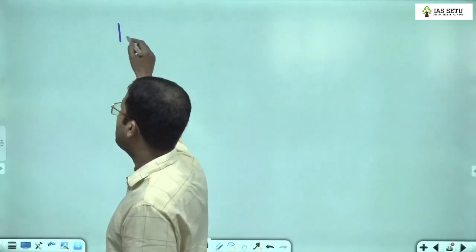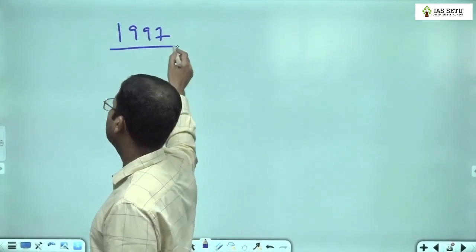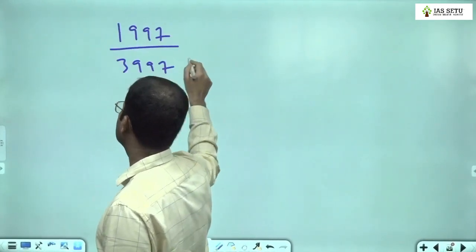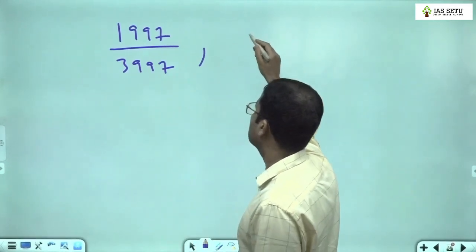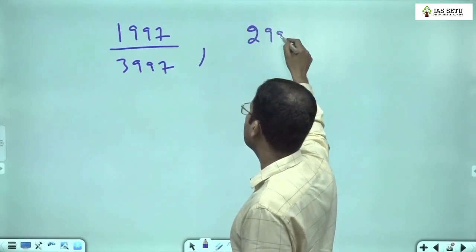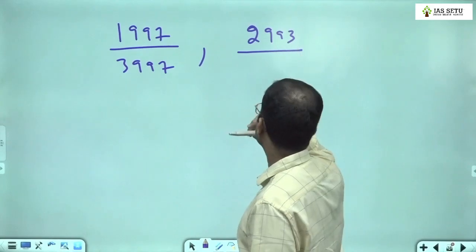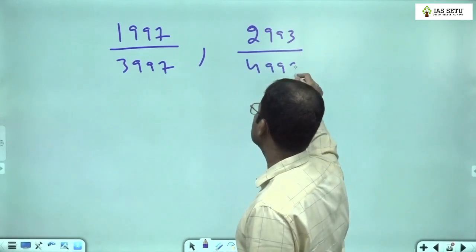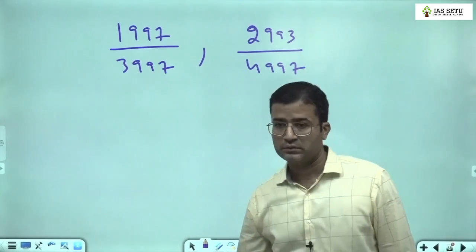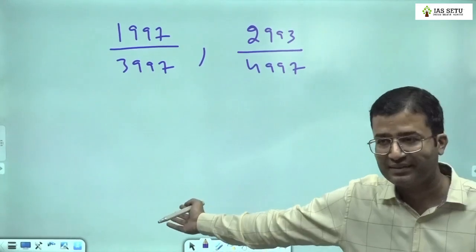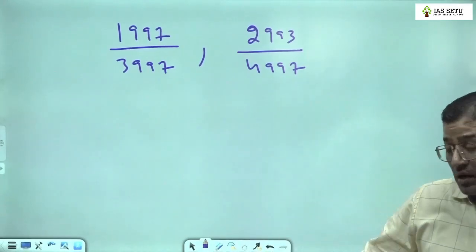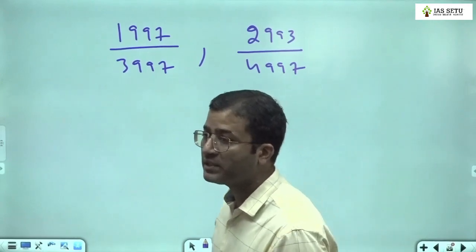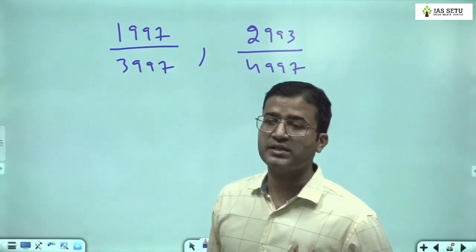My question is 1997 divided by 3997, and here this is 2993 divided by 4997. Cross multiply? That is suicidal. See here, the problem is not in this concept, the problem is in us.